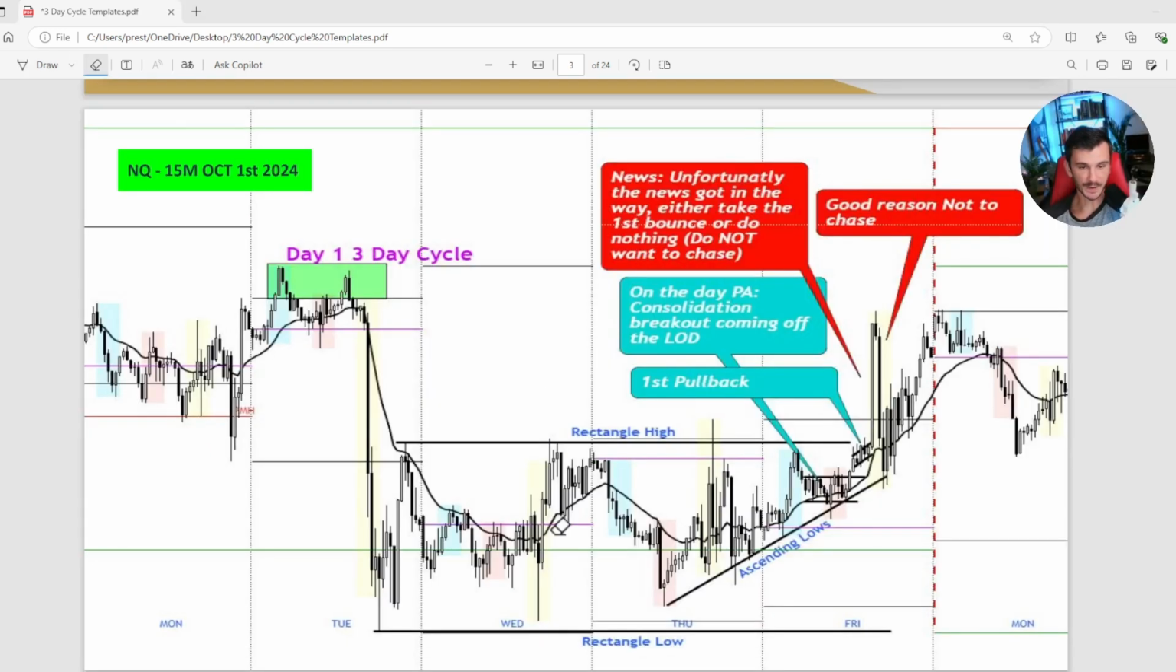This is a pretty recent example on NQ. This is a 15-minute chart from October 1st, where the market had made a day 1 of the 3-day cycle. They broke out at the high of the current week and failed. This actually turned into an outside day where they've hit both sides of the range, and it also turned into a breakout day. They broke out of the previous day's low. But this was the beginning of the 3-day rectangle.